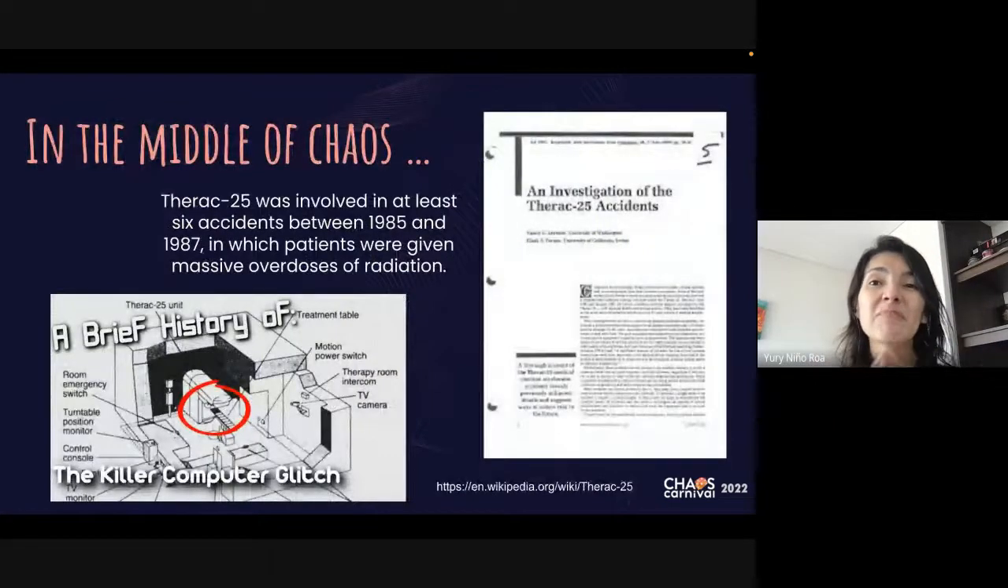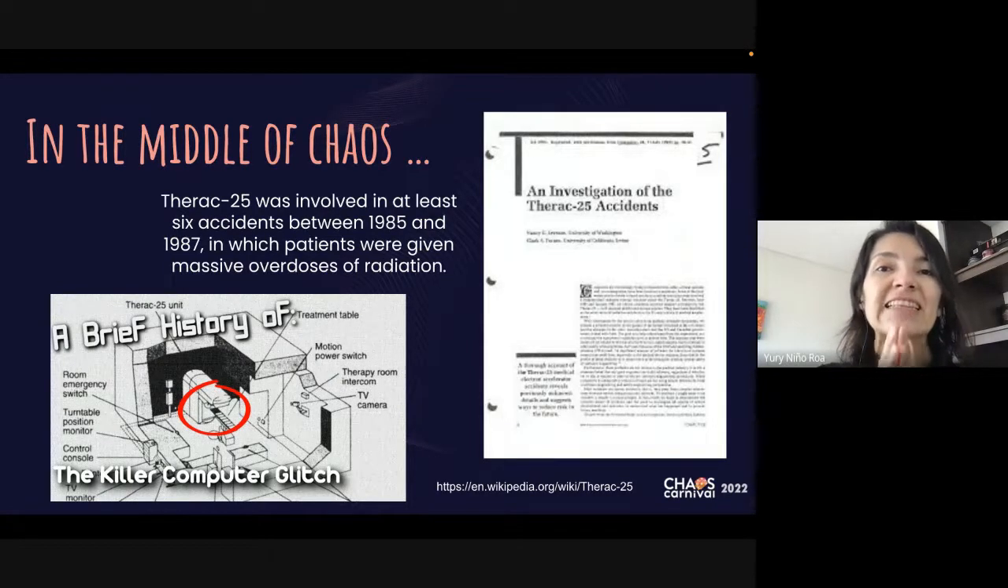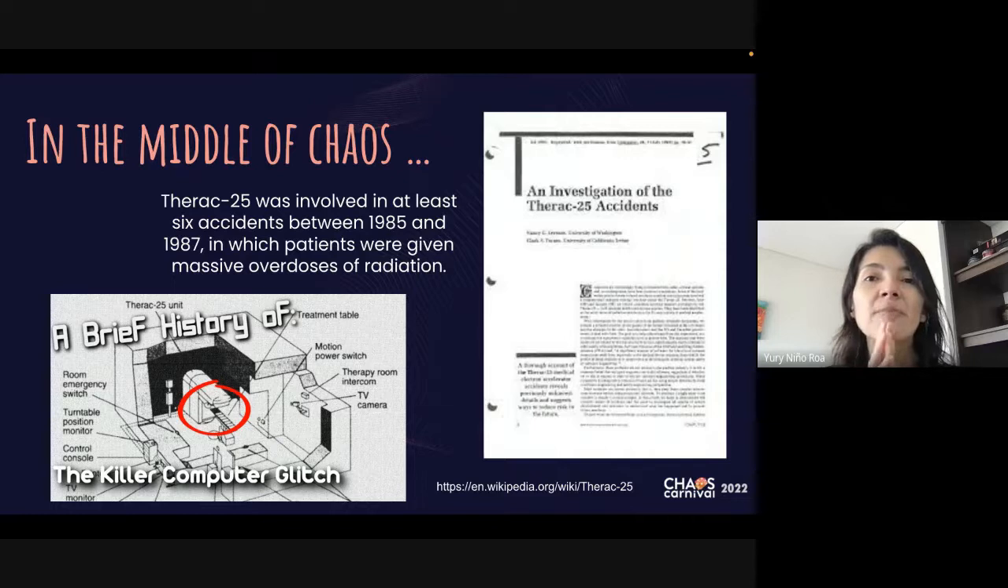So probably many of you remember the Therac-25, a controlled radiation therapy machine produced by Atomic Energy of Canada Limited in 1982. Like many solutions, the Therac-25 had to coexist with chaos. It was involved in at least 6 accidents between 1985 and 1987, in which patients were given massive overdoses of radiation. These accidents show the dangers of software control of safety critical systems, and they have become a standard case study in health informatics, software engineering, and computer ethics.